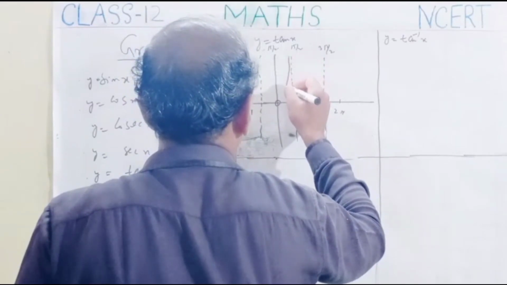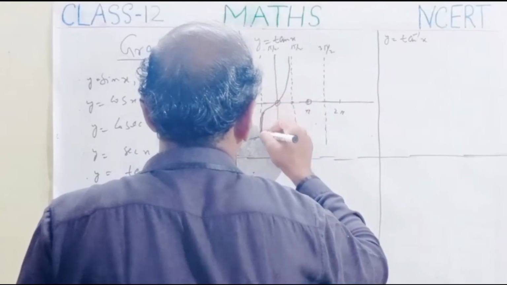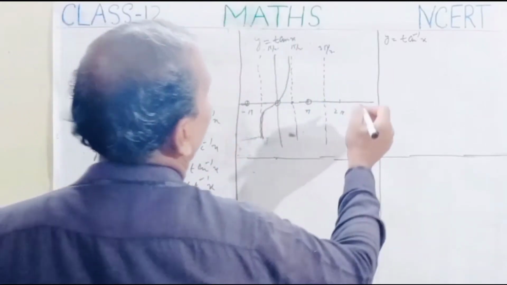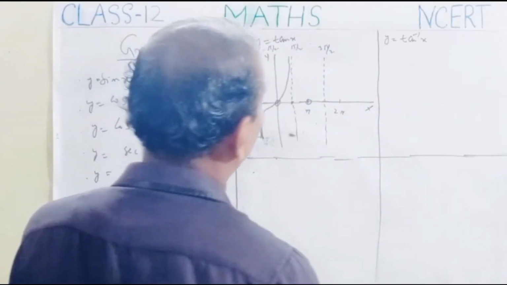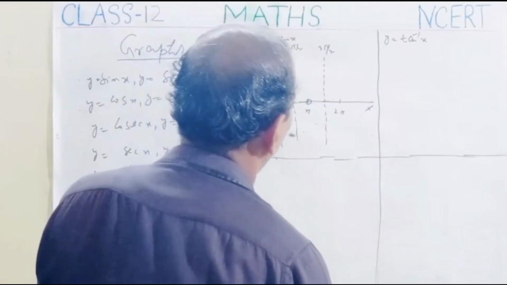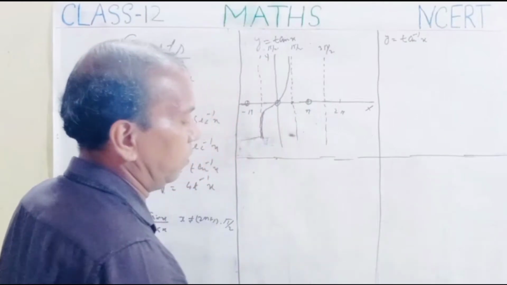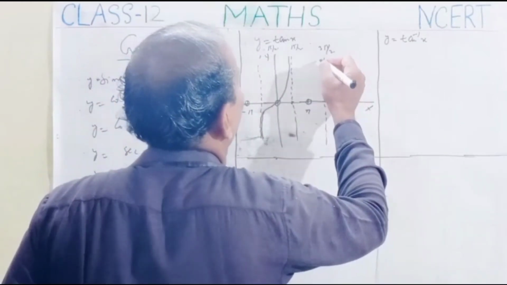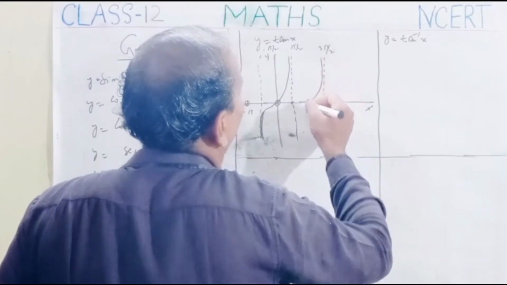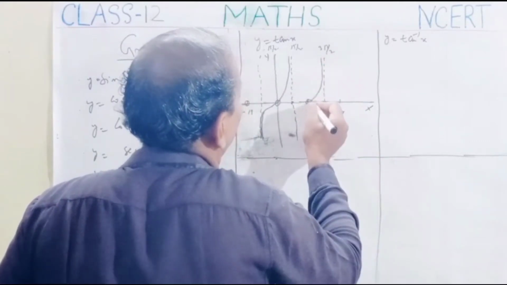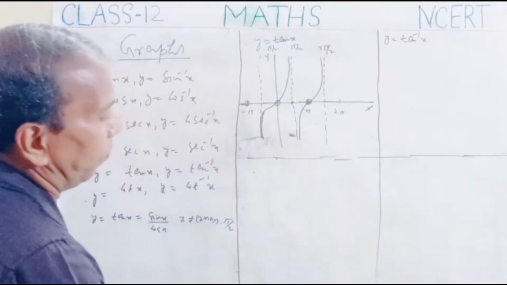So the graph will be something like this. This is your x-axis and this is your y-axis. At pi the value is going to be 0. At 3 pi by 2 it is not defined, so the graph will be something like this. At pi by 2 it is not defined, so that point is going to be at infinity.